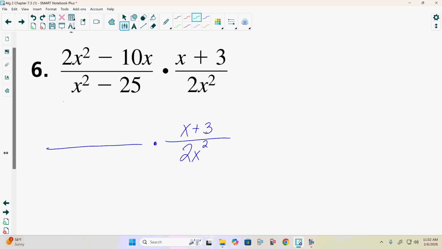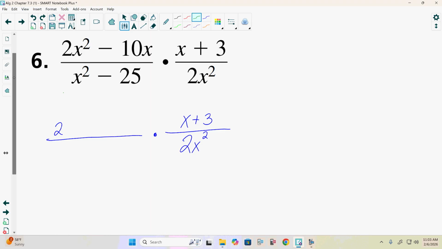So now we're looking between 2x squared minus 10x and x squared minus 25. Which one do we want to look at first? 2x squared minus 10x. Is there a greatest common factor? Yes, and? X.